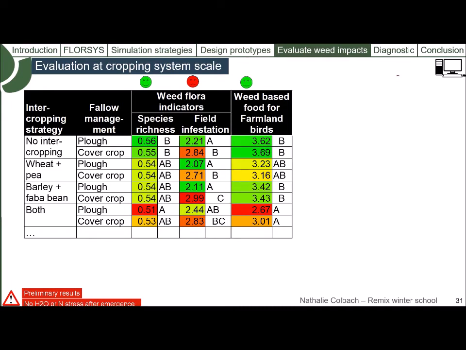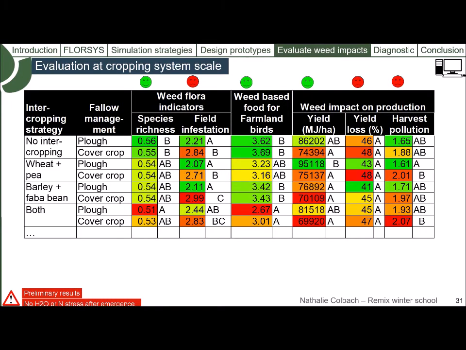Just a few examples. For instance, if we compare here the control without intercropping on the first line to 2 examples of intercropping, we see that there's no systematic increase or decrease here, for instance, of yield due to intercropping. If we introduce wheat pea intercropping into the scenario, we have an increase in average yield, whereas when we introduce barley faba bean, we have a decrease in the average yield.